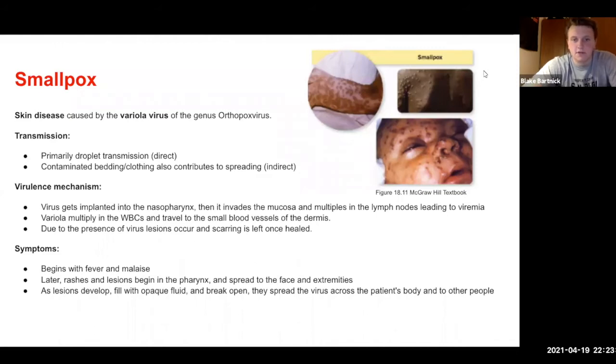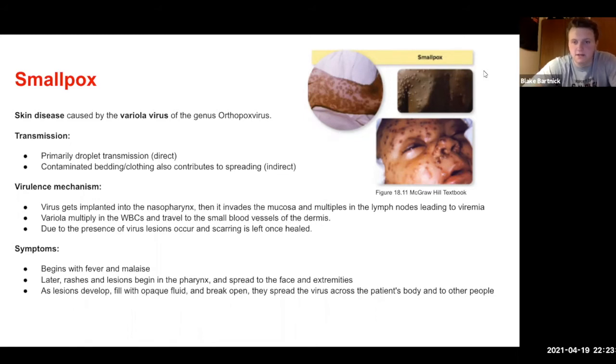Then the symptoms: it begins with fever and malaise, which is just kind of a feeling out of it or just sick. And then later the rashes and the lesions begin in the pharynx, and then they spread to the face and then down to the rest of the body and the extremities from there.